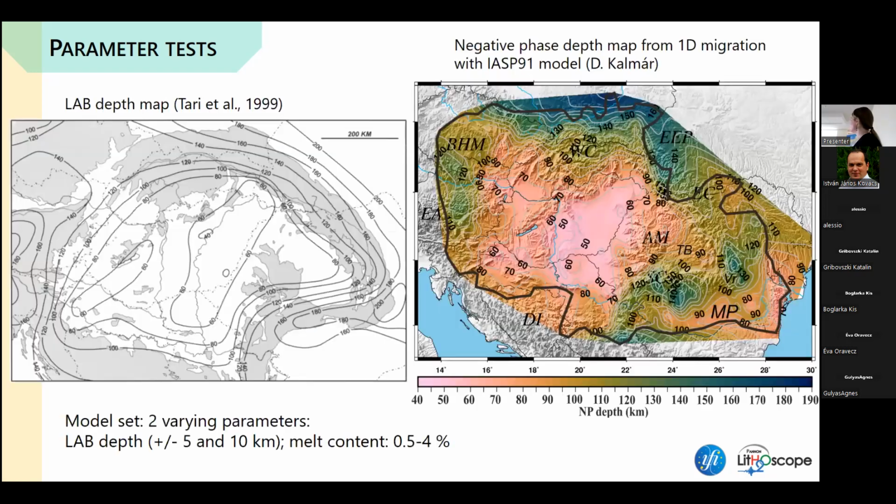So because of this, we prepared model sets with these two parameters varying. One of the parameters was the melt content, for which we use melt contents between 0.5 and 4%. And the other is the model LAB depth. For this, we looked at these two maps together to determine a range for each station where the depth of the LAB could realistically be, and then did the models with a depth step of 5 kilometers.